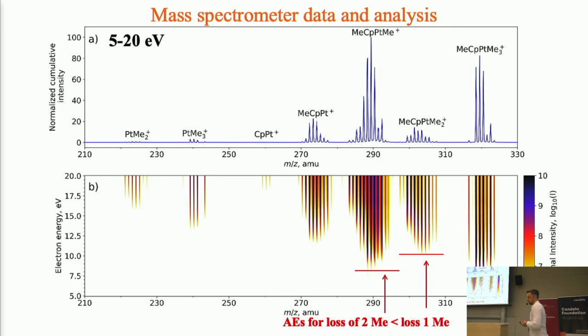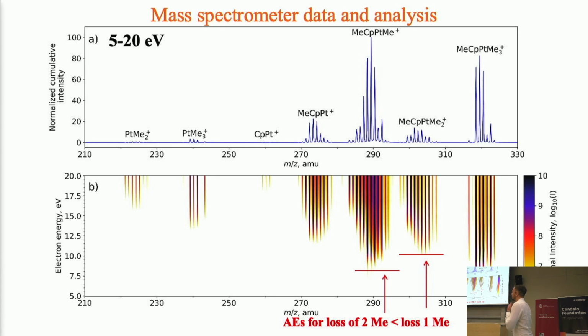Here are the experimental results. On panel A we have a cumulative mass spectrum over electron energies from 5 to 20 electron volts. The spectrum is rich because platinum has 5 major isotopes, and a varying number of hydrogen atoms can be cleaved from each fragment and contribute to the peaks. Nevertheless, 4 major groups of peaks are easily identified. From 315 to 325 we have the parent cation, and 3 groups of peaks from 270 to 310 correspond to the loss of 1, 2, or 3 methyl radicals.